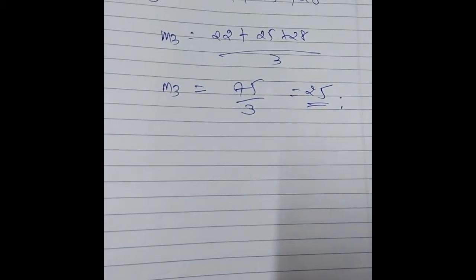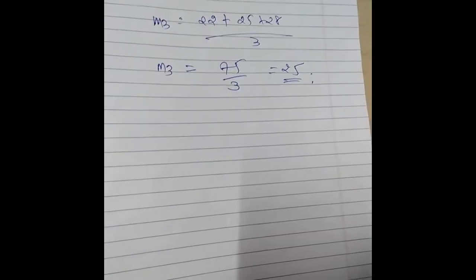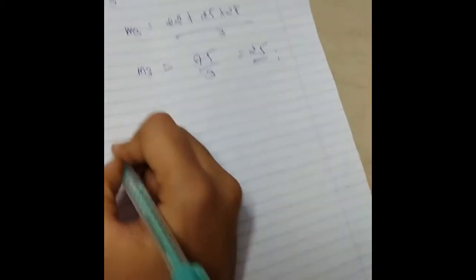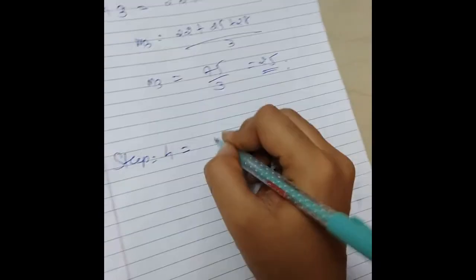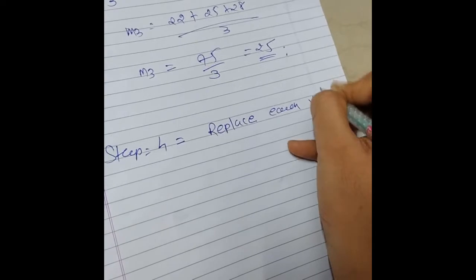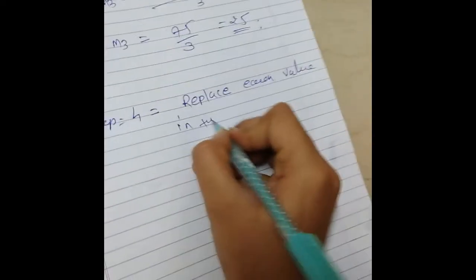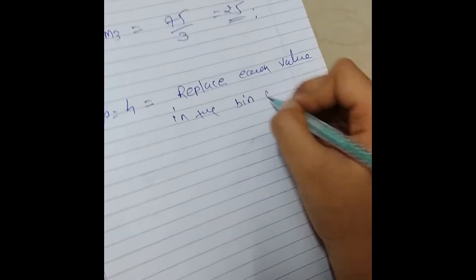So now we have the values of mean 1, mean 2 and mean 3. Yes, we have the mean value of each bin. So the last step, step 4, is to replace each value in the bin with its respective mean value.